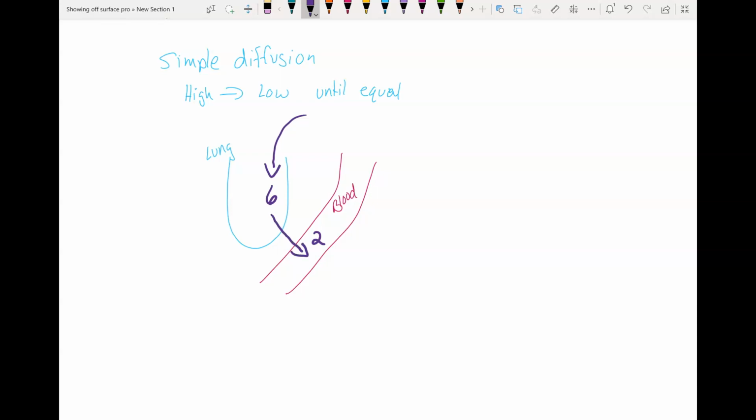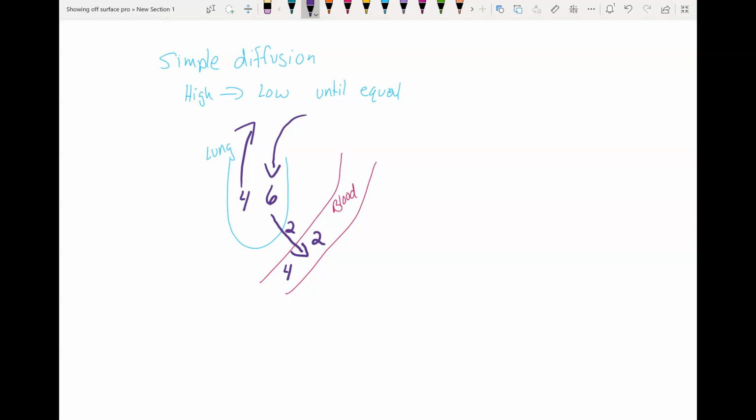Now the question is, how many? Well, remember, it goes until it's equal. If you were to move 2 oxygens, that would take 2 away from the lung. That would leave you with 4. That would add 2 to the blood, and you already have 2 there. That makes it 4. 4 and 4 is equal. So you would only move 2 of those oxygens from your lung into your blood. So then what happens to the other 4? Well, they go out when you exhale.